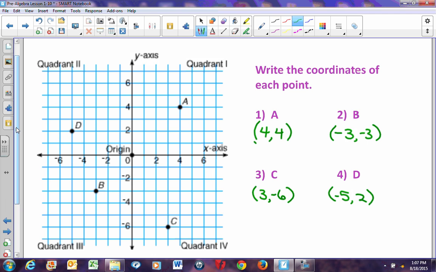And you should notice this: everything in quadrant 1, your first value will be positive and your second value will be positive. Everything in quadrant 2, your x value will be negative, and y value will be positive. In quadrant 3, your x value is negative and your y value is negative. And in quadrant 4, your x value is positive and y value is negative. Those are some handy little tips to remember when dealing with the coordinate plane.